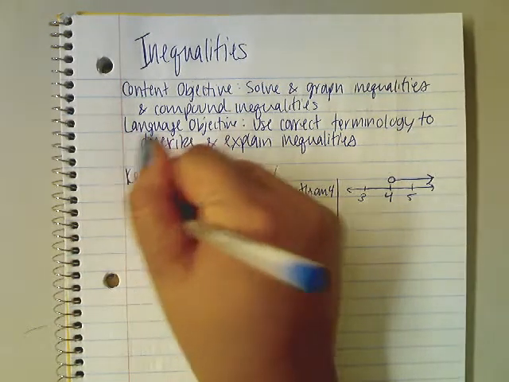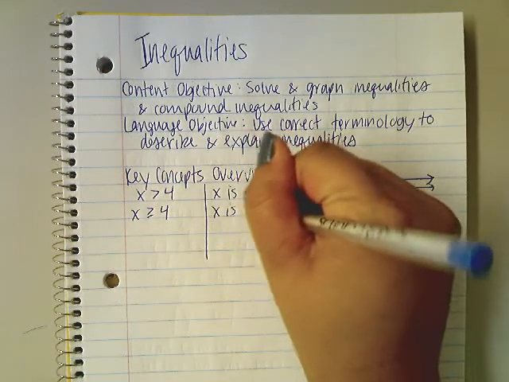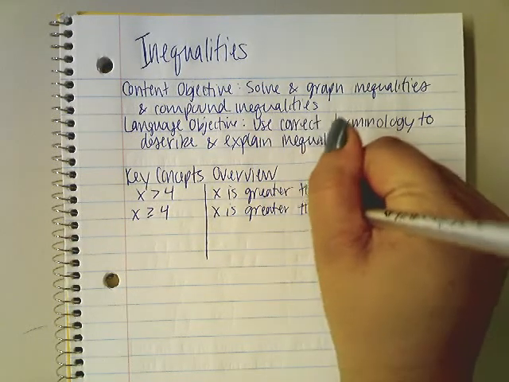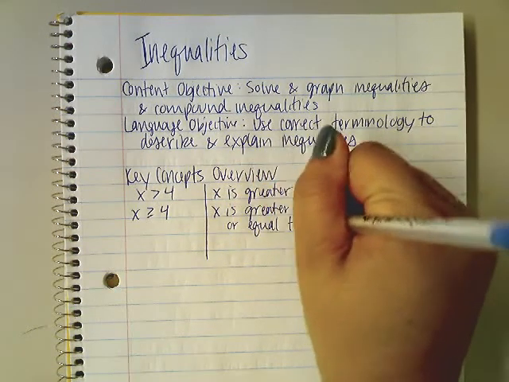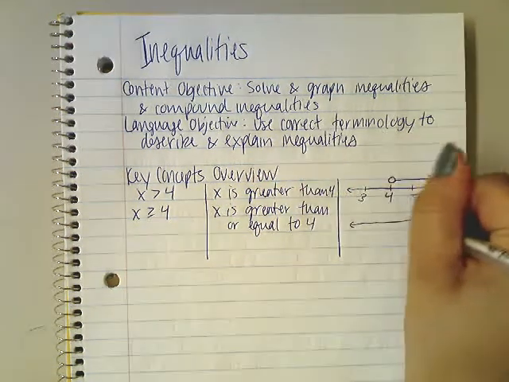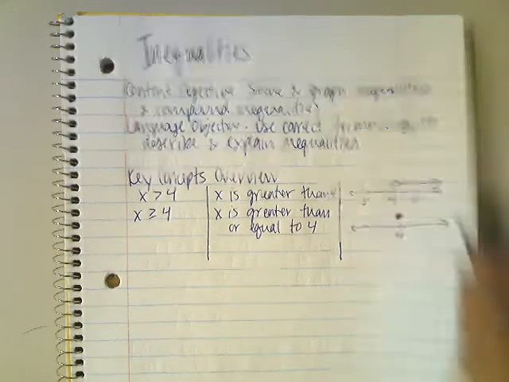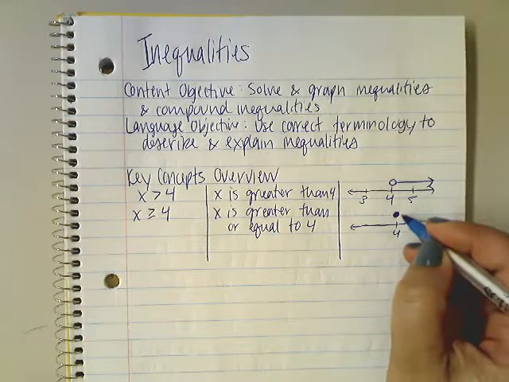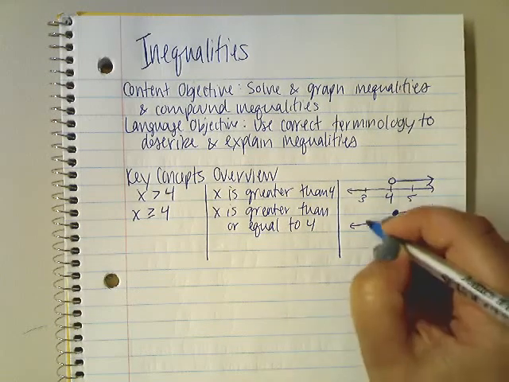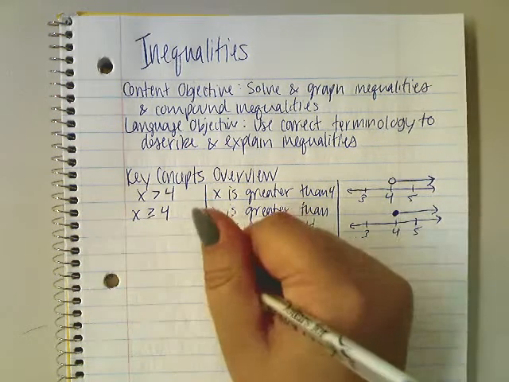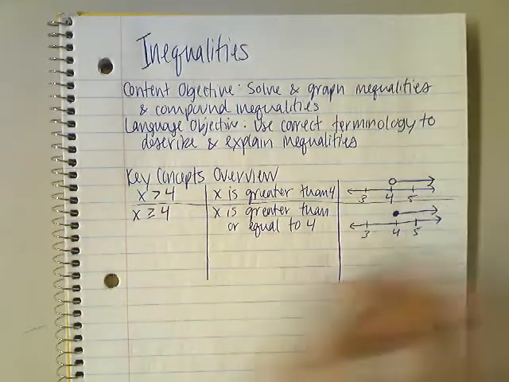Similarly, if I had x is greater than or equal to 4, it's read as x is greater than or equal to 4. Then again, I'd have my number line with 4. This time I'm going to have a closed circle because it could be equal to, so it includes the point, and that would also go in the positive direction since it's greater than. The other two go the other way, so we'll draw a little line in there.